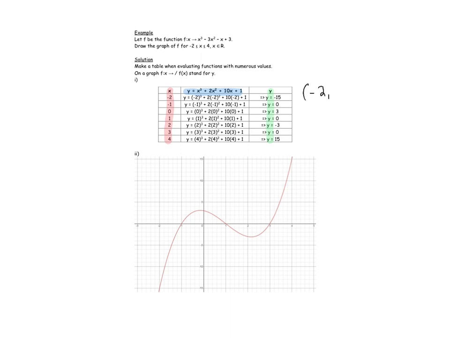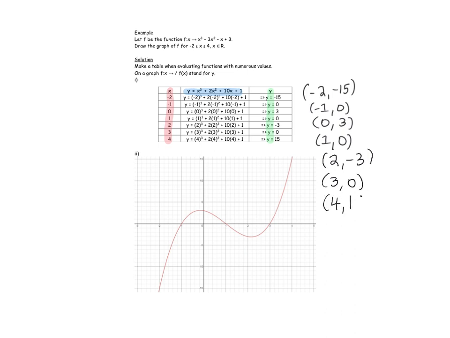We'd have minus 2, minus 15; minus 1, 0; 0, 3; 1, 0; 2, minus 3; 3, 0; and finally 4, 15. So then you just go along to the graph and you go to each of those points. First of all, minus 2, minus 15, which is down here. Then you plot minus 1, 0. You're going to plot 0, 3; 1, 0; 2, minus 3; 3, 0; and 4, 15.